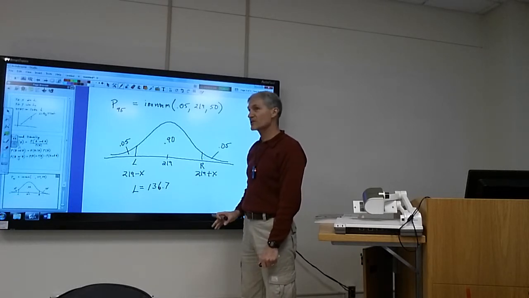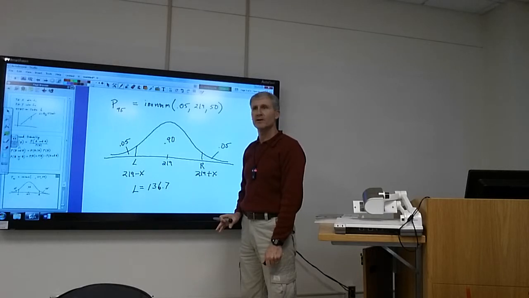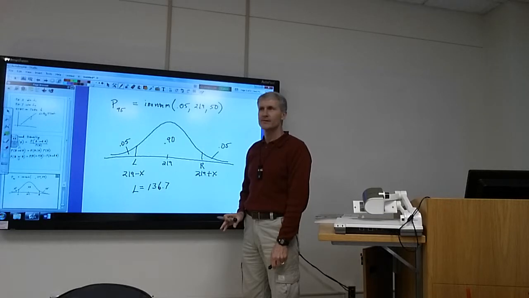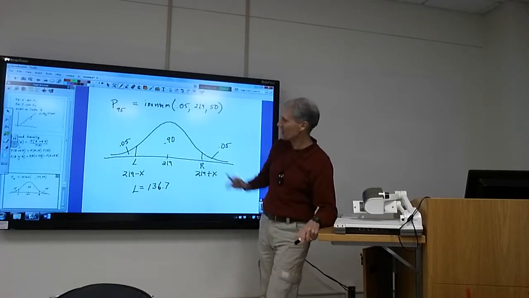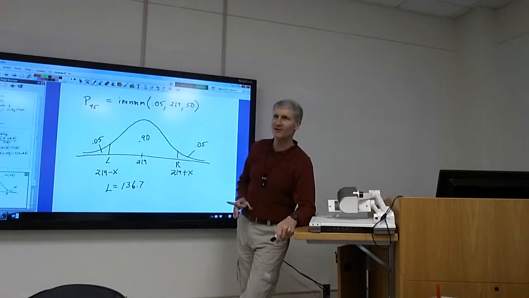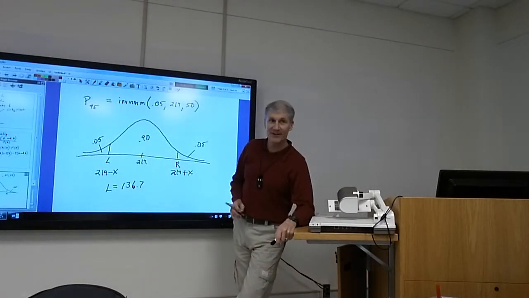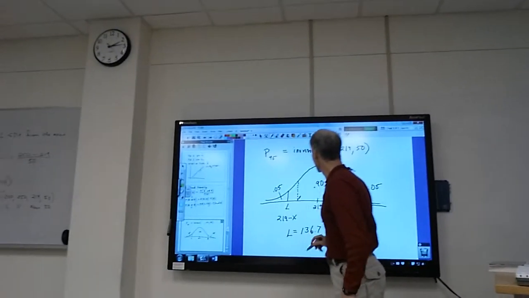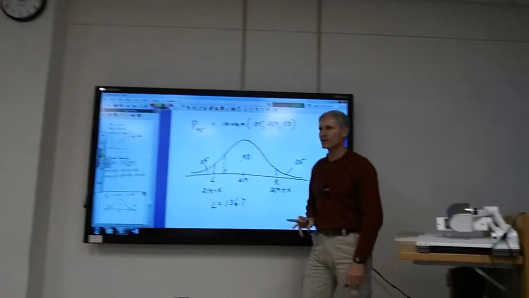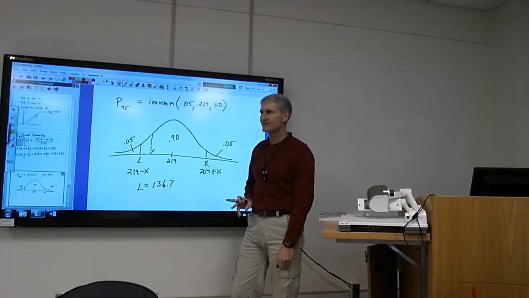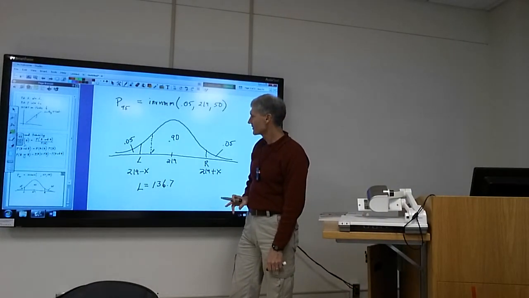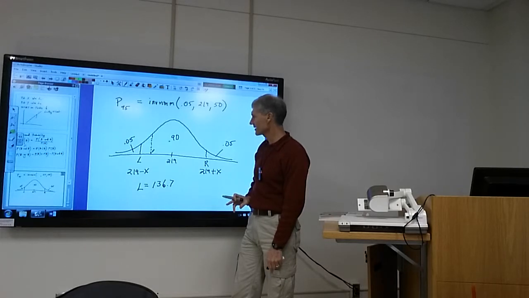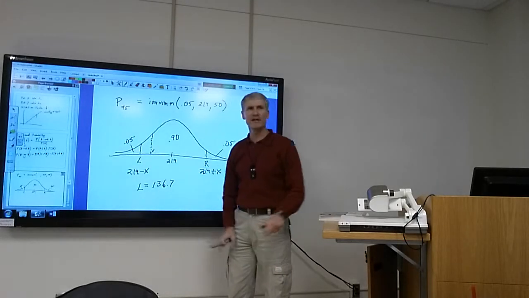Well, standard deviation is 50. Where does one standard deviation fall? 219. Okay, but on this graph, where's one standard deviation fall? Halfway down the hill, right? So halfway down the hill is about right there. So take 219 minus 50 and you get 169. Okay, so 136, yeah, looks right.